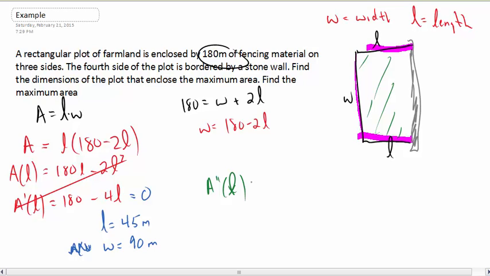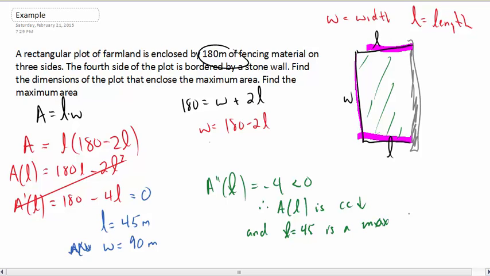So A double prime of L will be -4, which is less than 0, which means that A of L is concave down, and L equals 45 is a maximum for area. Okay, so the dimensions are 45 by 90, and our actual area would be, well, 45 times 90, which is 4050 square meters.